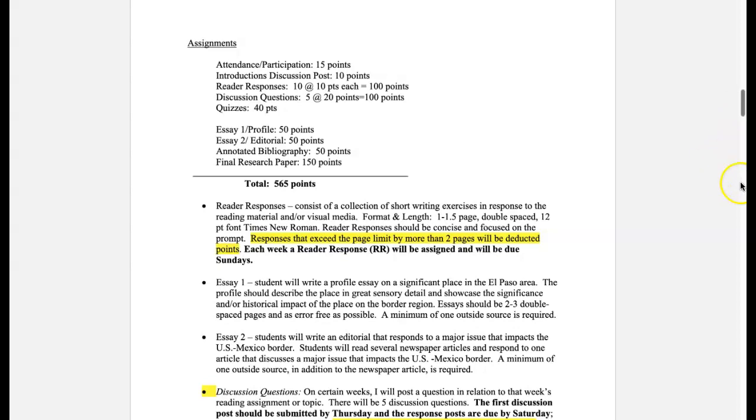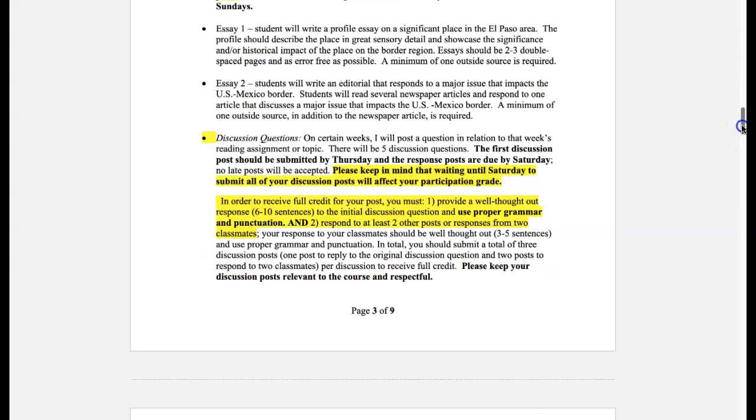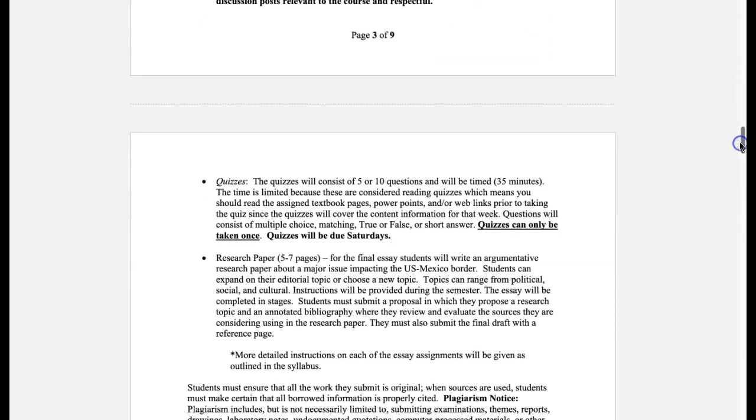And then our last and final project is a research paper, which is over here. Basically for this one, you're going to expand on that topic that you wrote about for the editorial essay. Obviously, you don't have to. You can choose another topic, but what you're basically going to do is research it and write 5 to 7 pages on that topic.